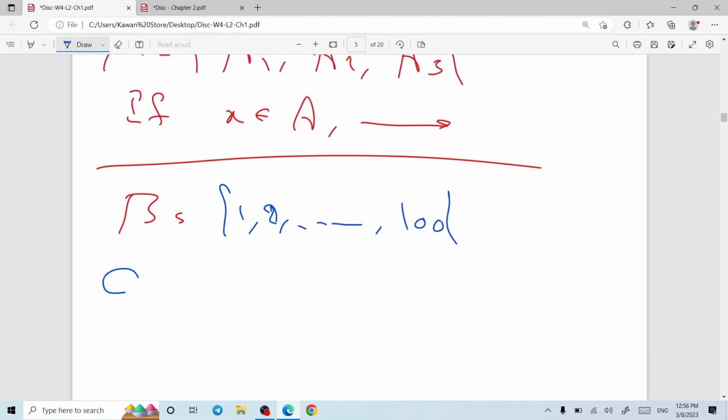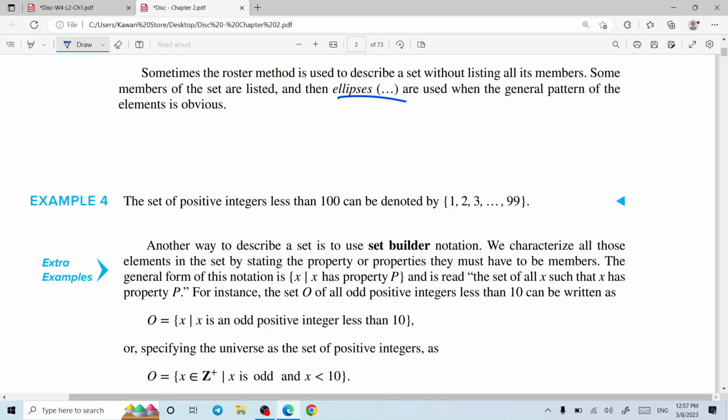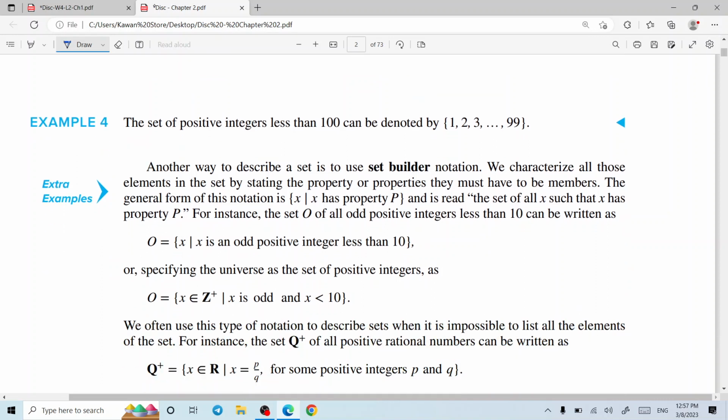And sometimes we have C equal to 1, 2, 3, and go on. That means an infinite set, right? There is no limitation. We don't have any boundary. That's it. How about if I try to define a set by words?